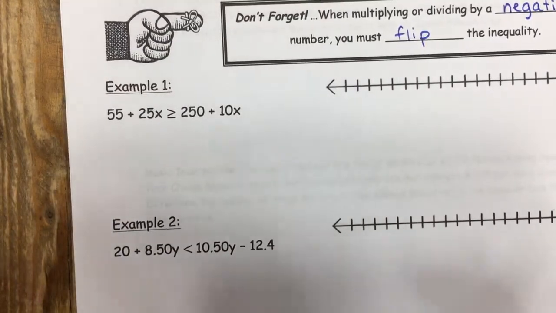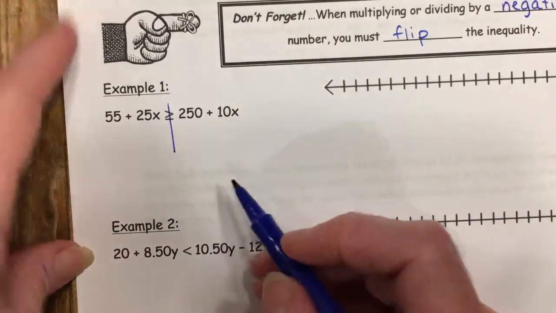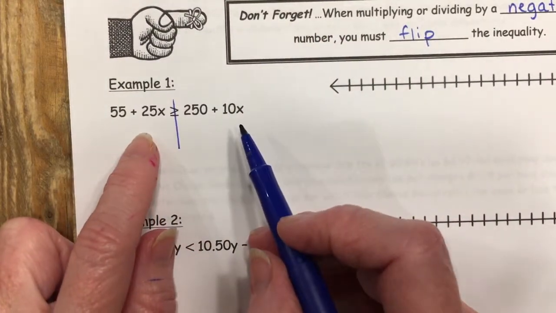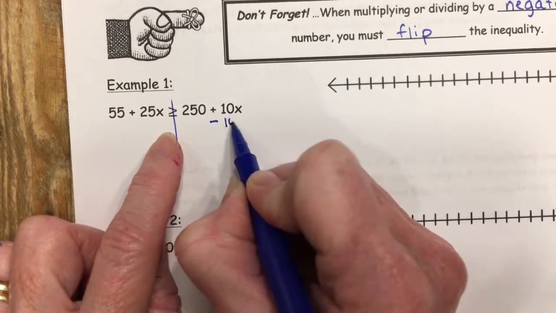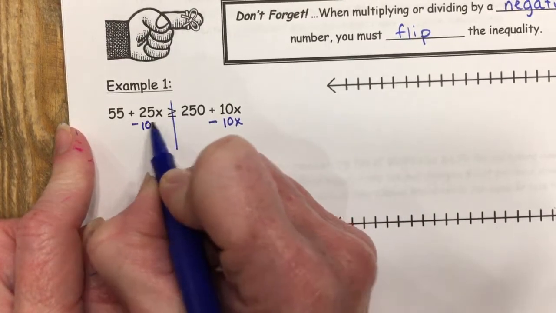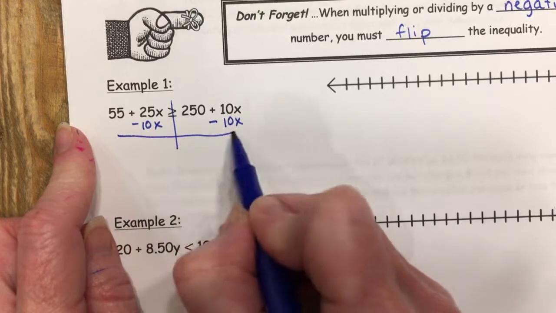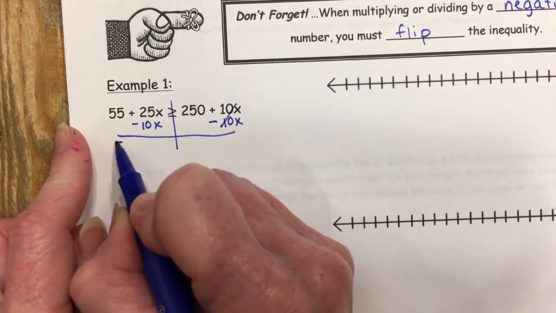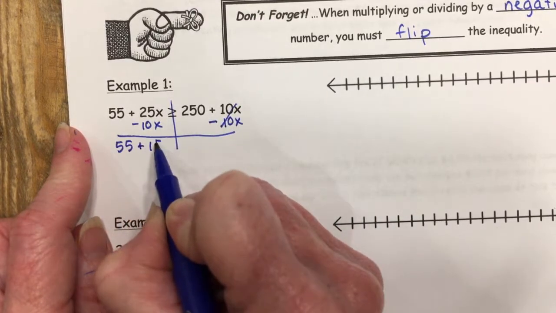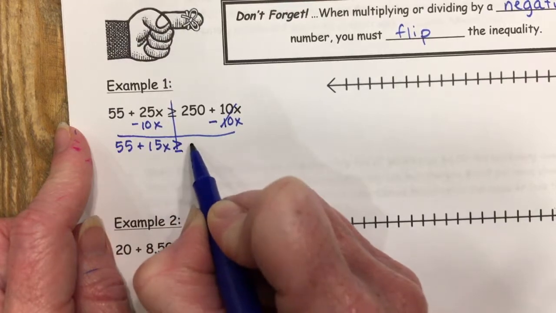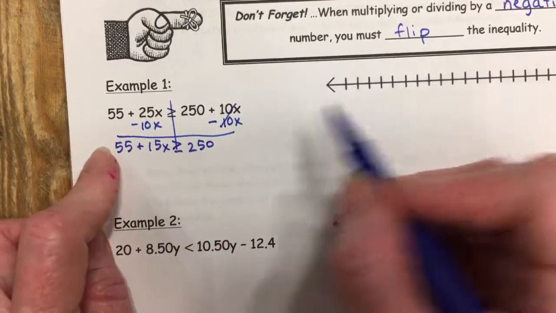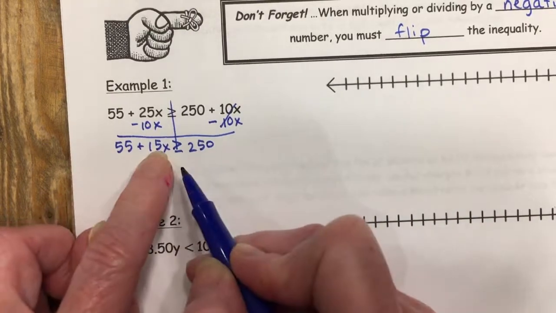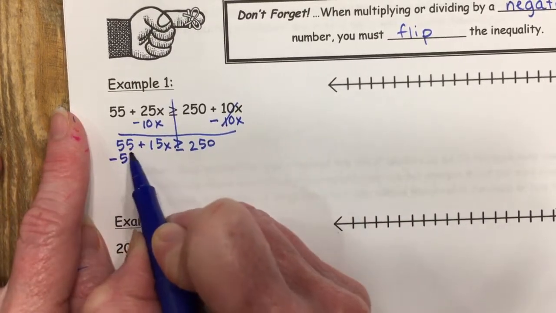Okay, so first step is to cut it in half. Second step is to get rid of one of your variables. I get rid of the smaller one, all right? So 10x is smaller. I'm gonna do the opposite, which is subtracting 10x, right? So then this goes away. This is 55 plus 15x. This stays the same. So all I did was subtract, not multiply or divide. Okay, and then I need to get rid of the 55 to isolate the x, so minus 55.